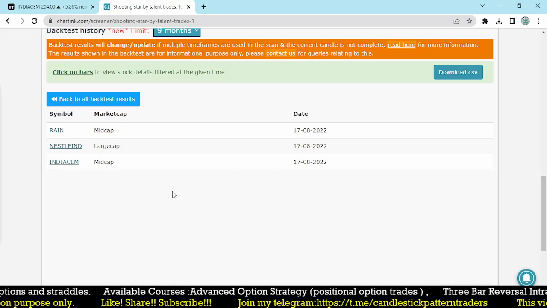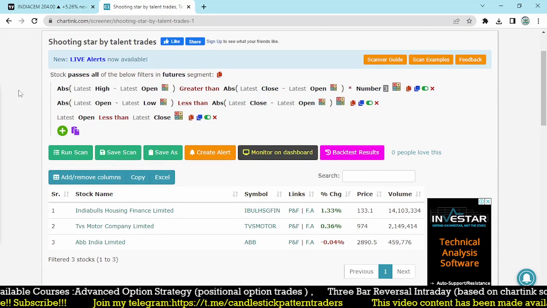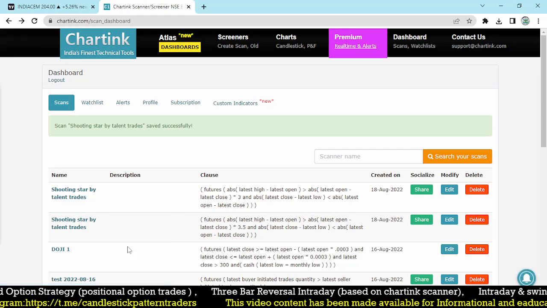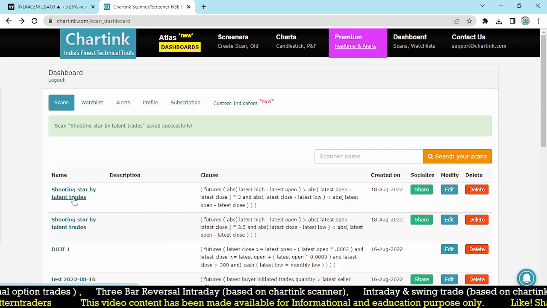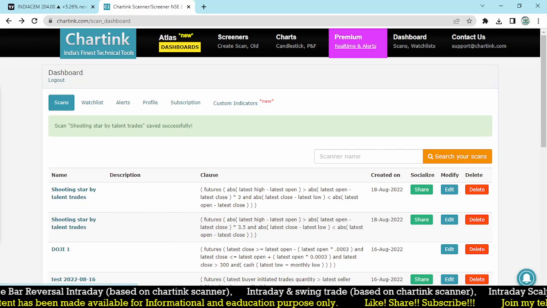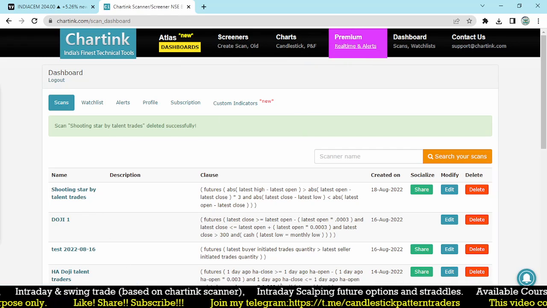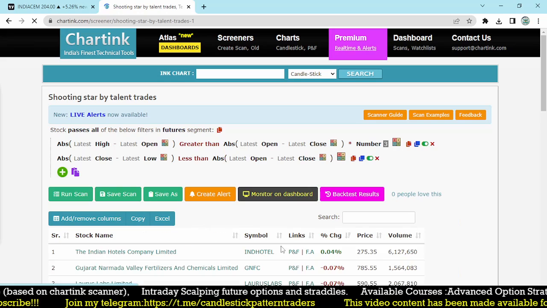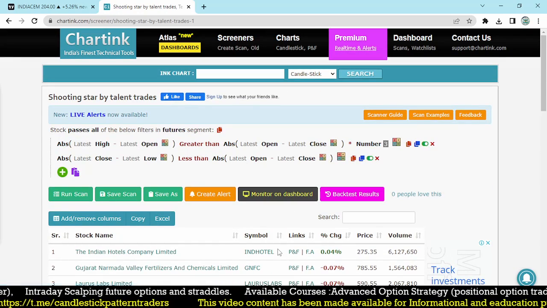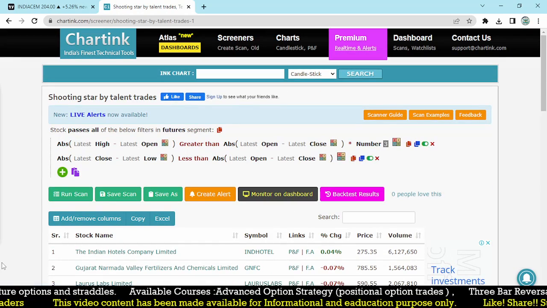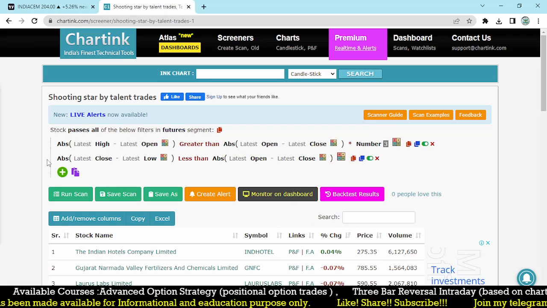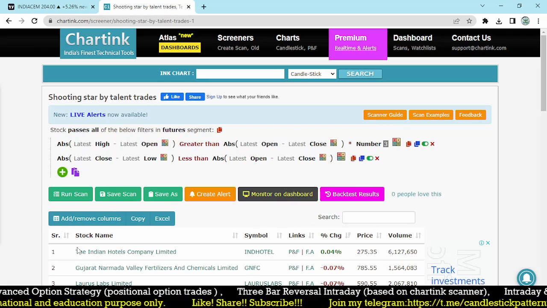You can create your own scan, but I have not saved it yet. It will open for a shooting star. Oh, it became 2 times, I have shared. I'll delete this one. So here you'll find this, that's for a shooting star candle. You can use any conditions, add multiple conditions, and get it out.